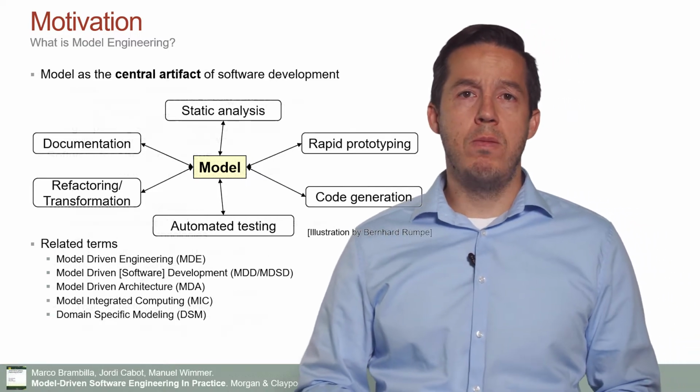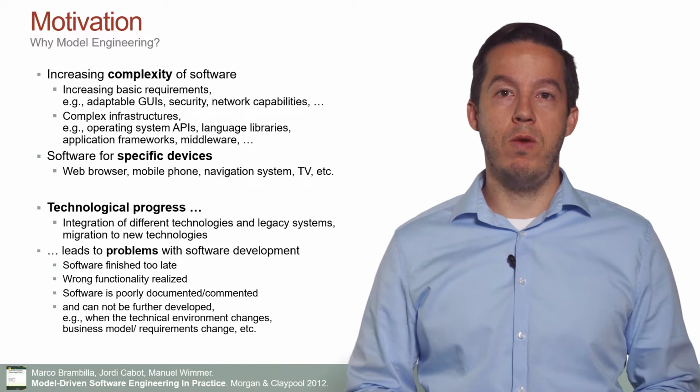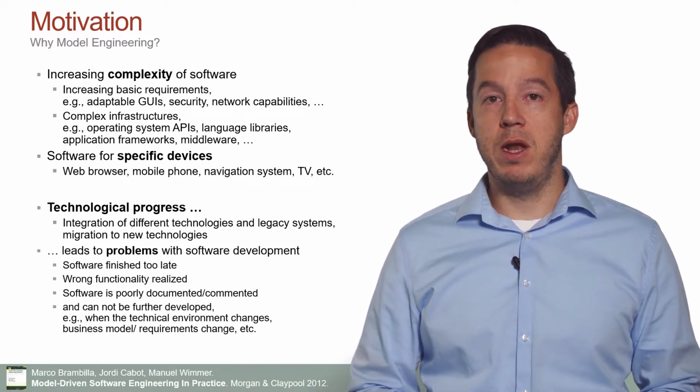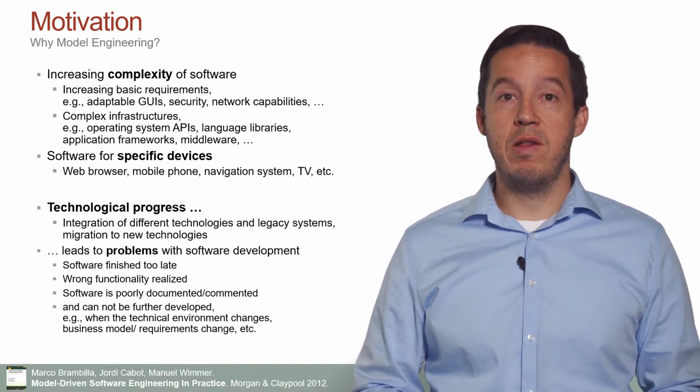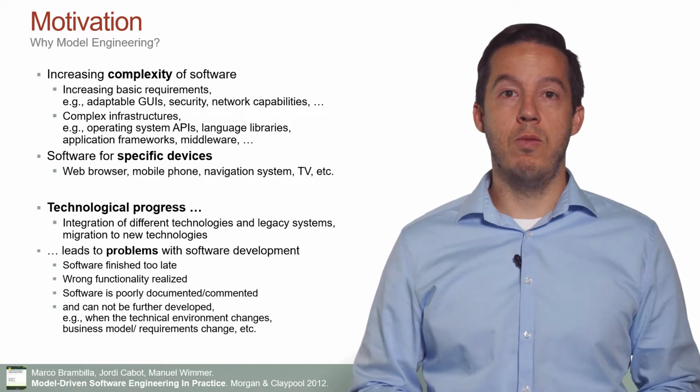So why do we need model engineering after all? Why can't we just build software right from scratch like we did in the past? The basic explanation for that is that software is getting more and more complex, and likewise also the technology that we use to build software is getting more and more complex.